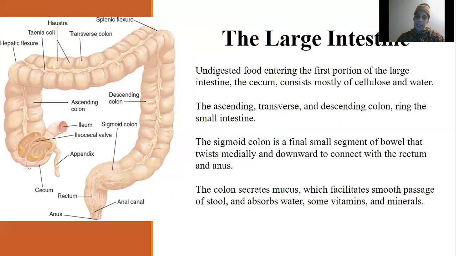Now we have the large intestine, and this is where the undigested food enters the first portion of the large intestine, the cecum. This consists of mostly cellulose and water. So we have the ascending, transverse, and descending colon. They ring around the small intestine. Finally, the sigmoid colon is the final stop. It's the segment of the bowel that twists medially and downwards, connecting to the rectum and the anus. The colon also secretes mucus, which facilitates a smooth passage of stool and absorbs the water, vitamins, and minerals.